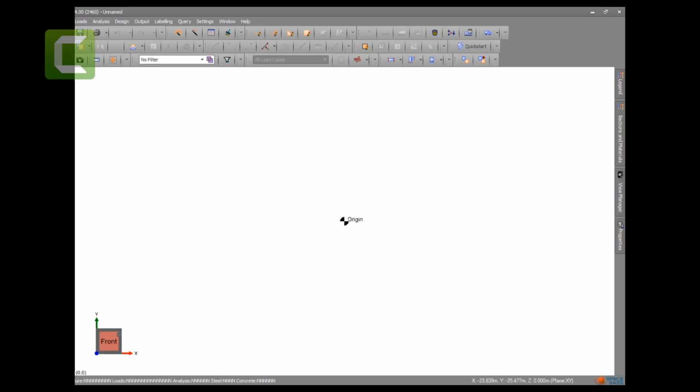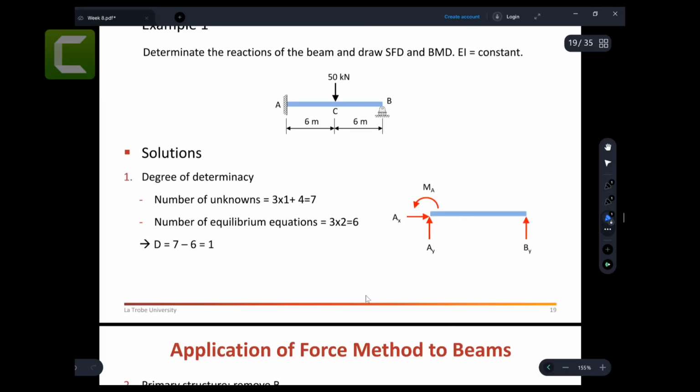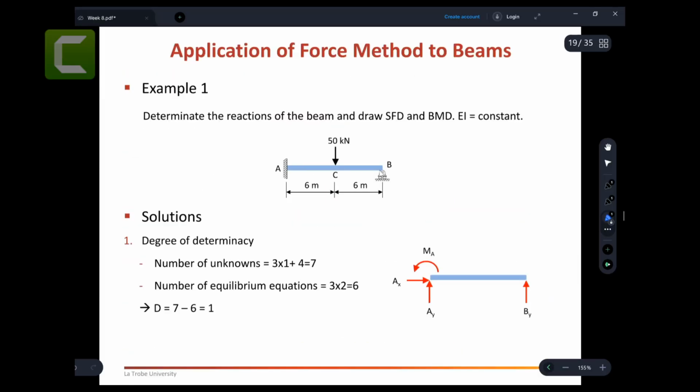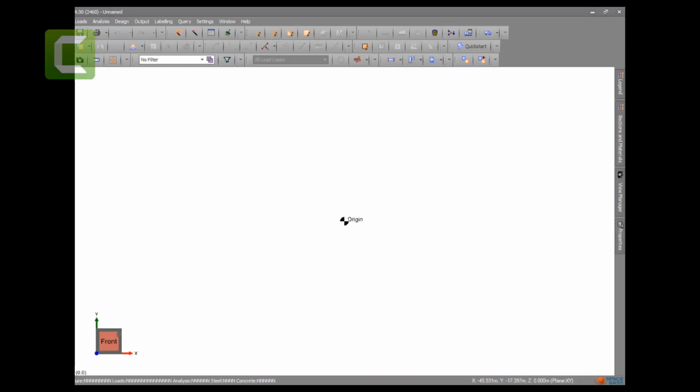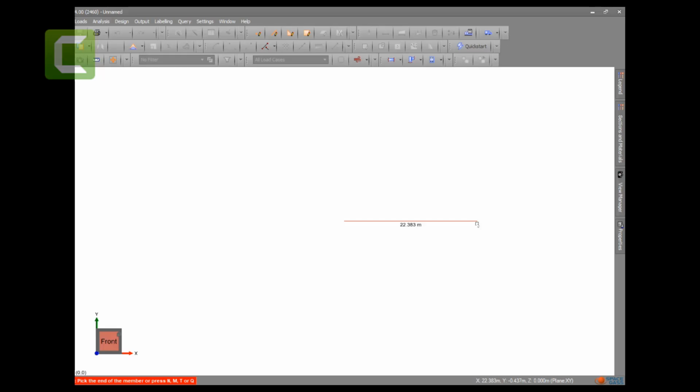Now for the SpaceGass, we are working on these examples. Here you go. So we have a fixed support, roller support, 6 meters, 6 meters. Draw member, press 0 on your keyboard, then press 6, and then press 6 again. Keep it horizontal. Escape key to get out from the commands.